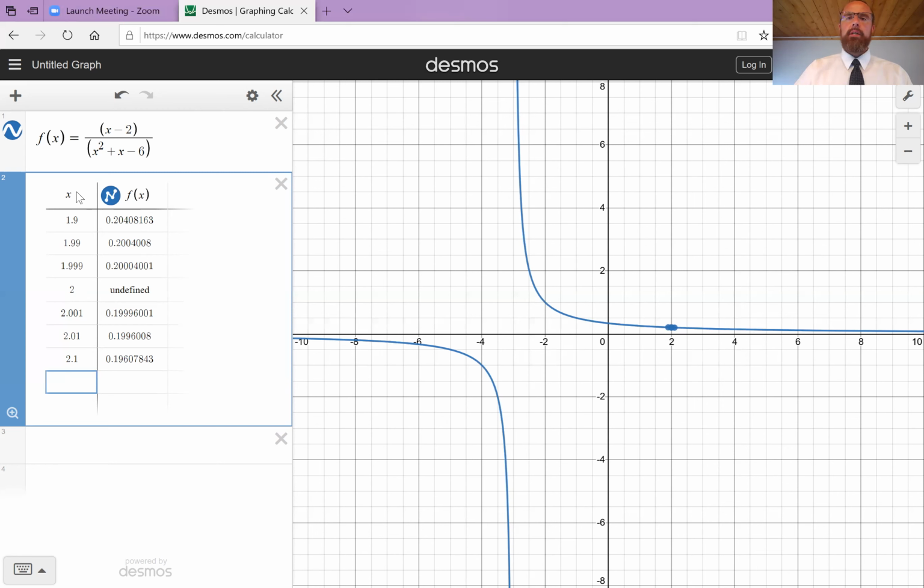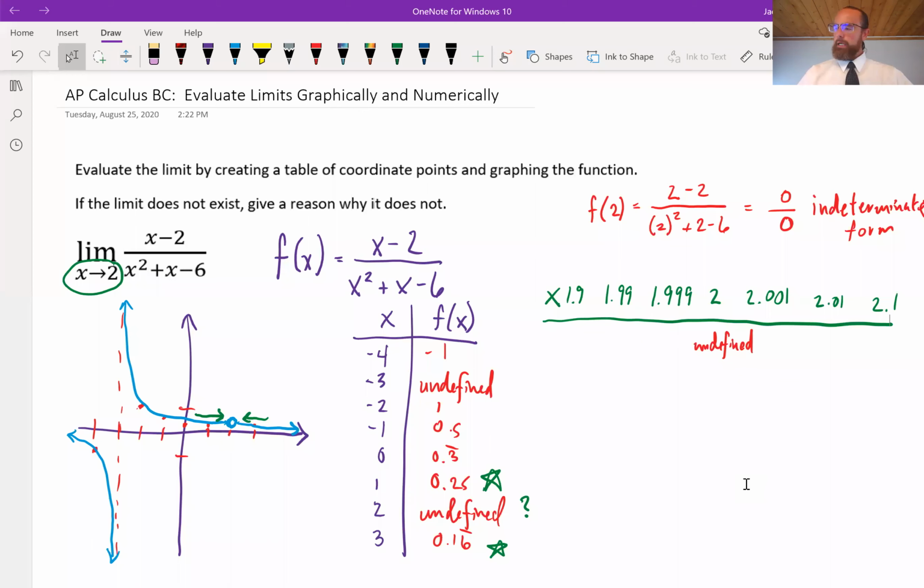So I'm going to head back. We got the information that we need here. Just notice this is a table where the intervals are not the same from x value to x value. It's getting closer and closer and closer to 2, which is that idea of a limit. So I'm going to fill in the info that we got here. So 0.204, 0.200, 0.200, and then 0.200.